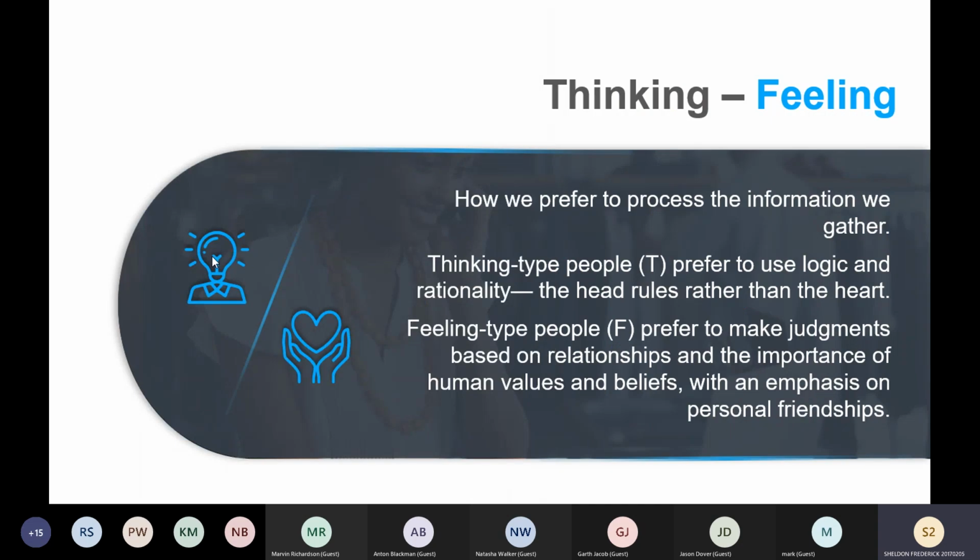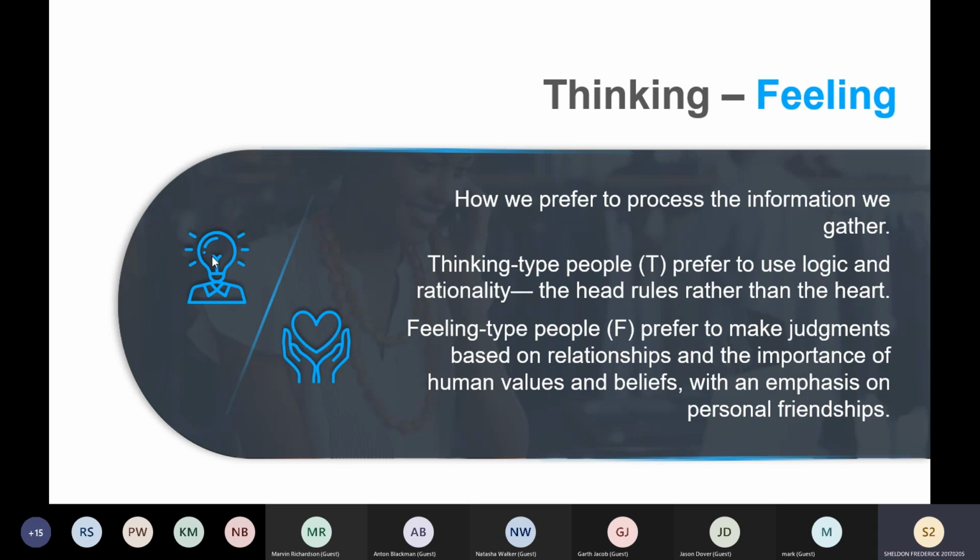Thinking and feeling is the third core function, in the mode of judging. Those who prefer thinking, T, use logic and rationality. The head rules rather than the heart. Thinking approaches through critical thinking, analysis, and reliance on the objective scientific method, and are rewarded in the school systems. Whereas feeling type people prefer to make judgments that account for relationships and the importance of human values and beliefs, with great emphasis on personal friendships.